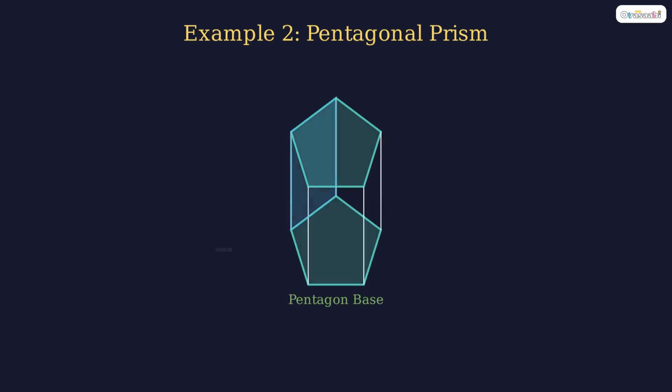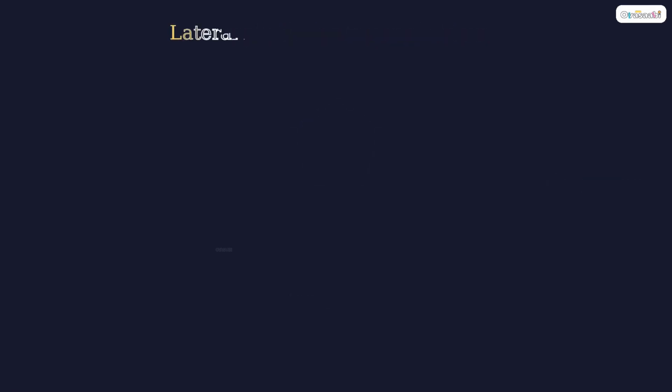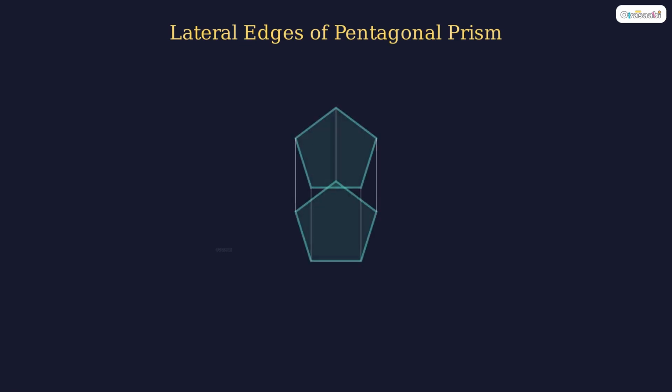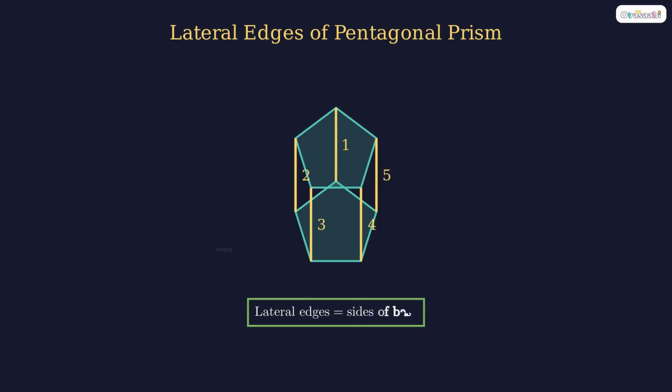Example 2. Here is a pentagonal prism. The base is a pentagon with 5 sides. So how many lateral surfaces does it have? Each side of the base gives one rectangular lateral face. The pentagonal prism has 5 lateral edges, one at each corner of the base. Here is a useful rule. The number of lateral edges always equals the number of sides of the base.